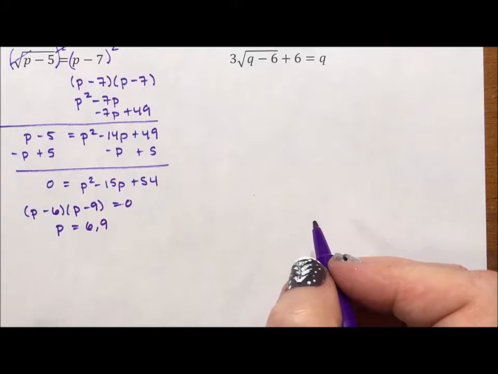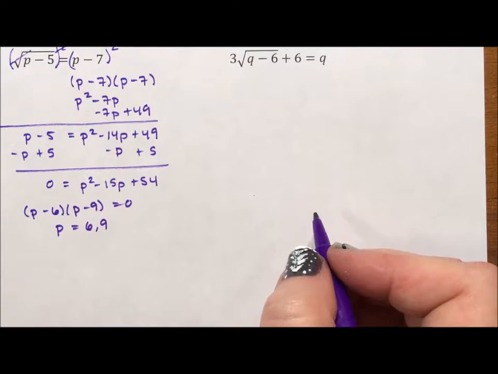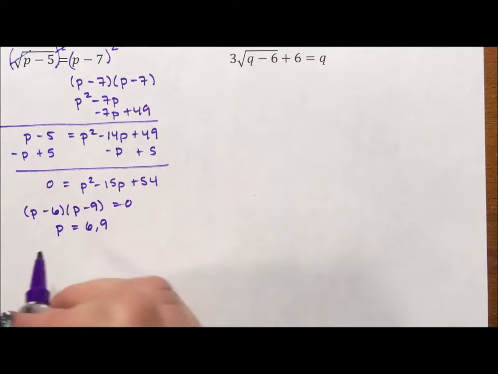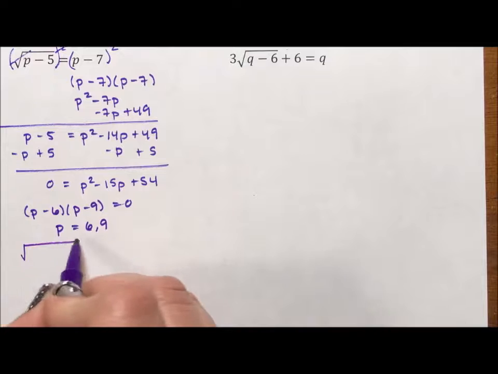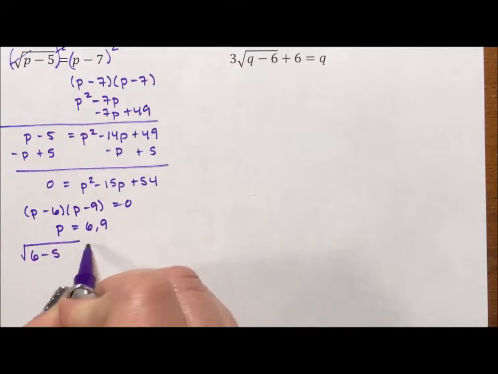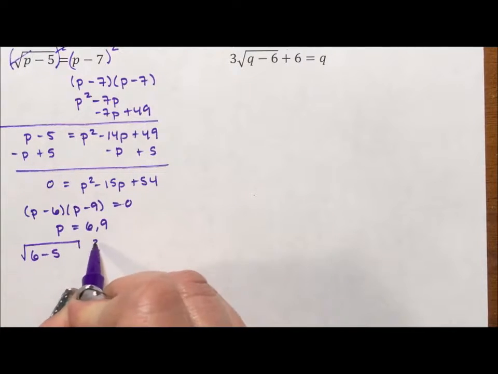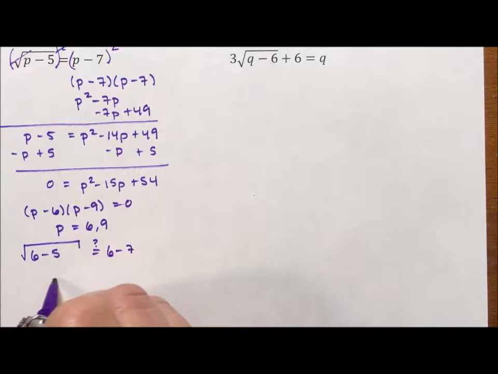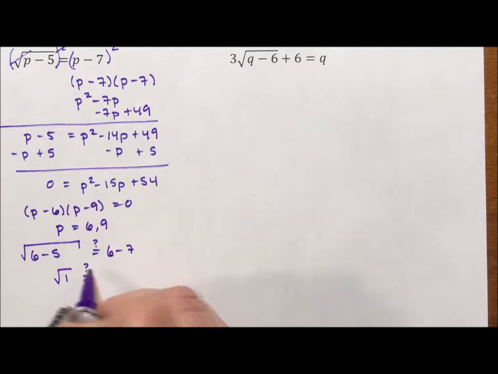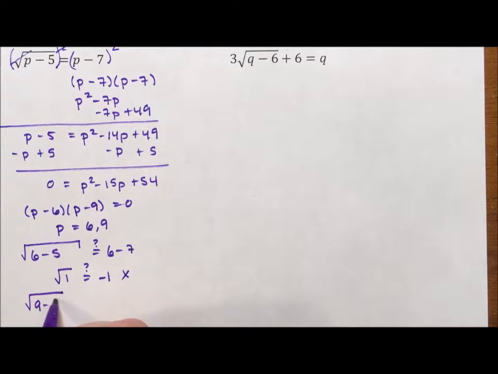I have two solutions, which is great if they both work. So I have to check them. Is the square root of 6 minus 5 really equal to 6 minus 7? Is the square root of 1 really equal to negative 1? No, that doesn't work. Okay, how about the square root of 9 minus 5?